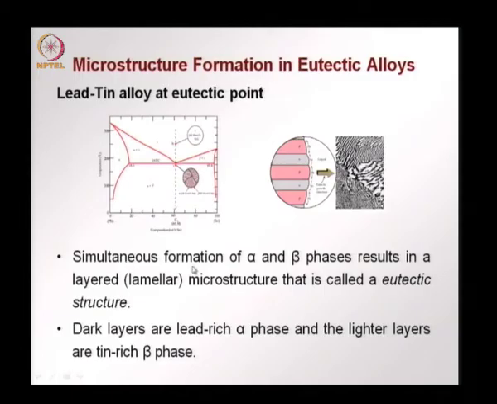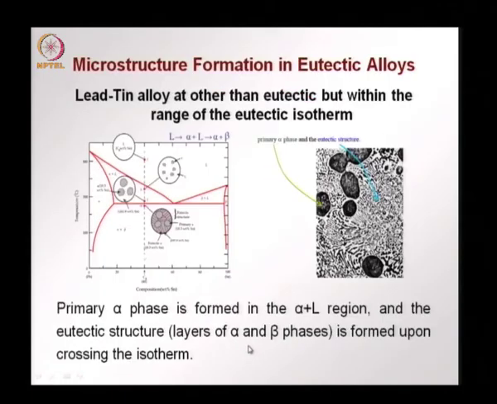This simultaneous formation of the alpha and beta phases results in a layered microstructure which is called the eutectic structure. The dark layers that we saw in this microscope image give the lead rich alpha phase, and the lighter layers are the tin rich beta phase. Now, let us see what happens at a region other than the eutectic point, but within the range of the eutectic isotherm.